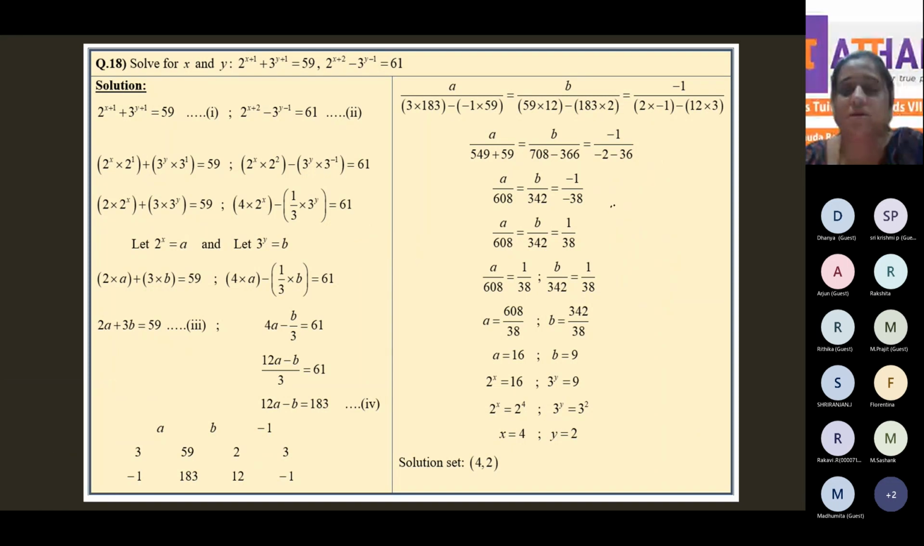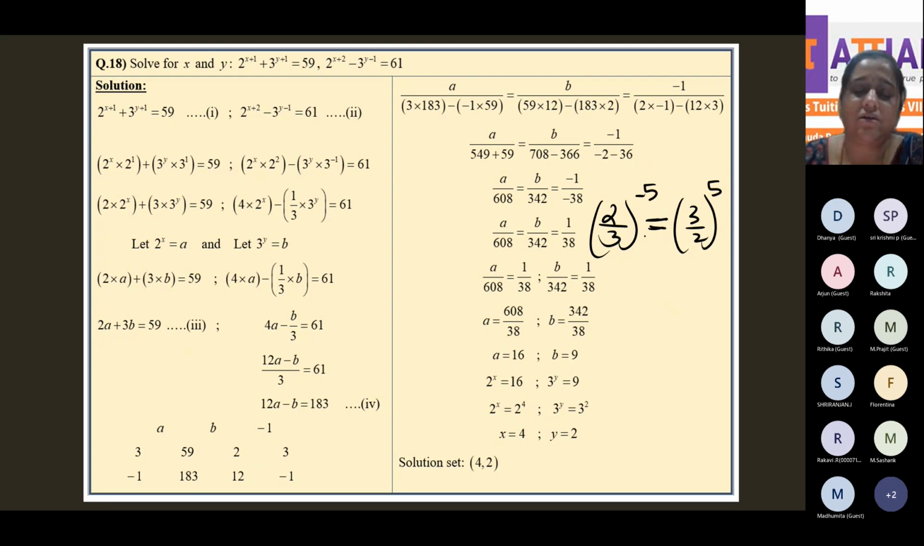Supposing you have 2 by 3 the whole power minus 5. This can also be written as 3 by 2 the whole power 5. So to write the equivalent in exponents, what you have to do is take the reciprocal of the base and the negative of the power. 2 by 3 becomes 3 by 2. The base 2 by 3 becomes 3 by 2. And the negative of the power, so change the sign. Minus 5 will become plus 5.